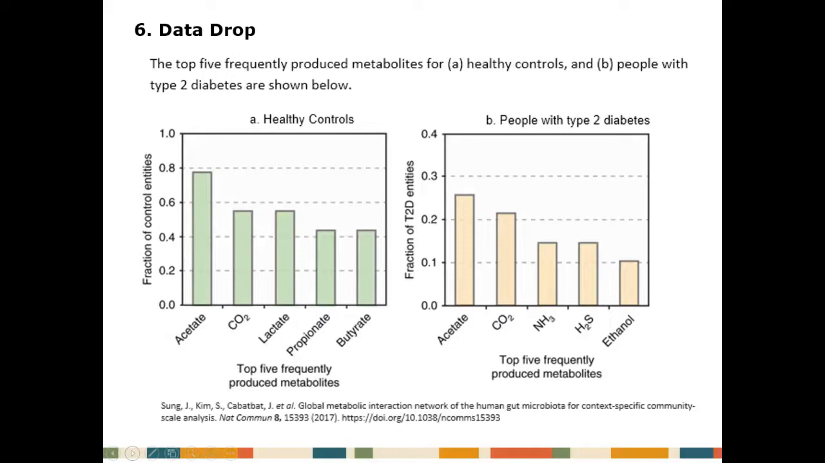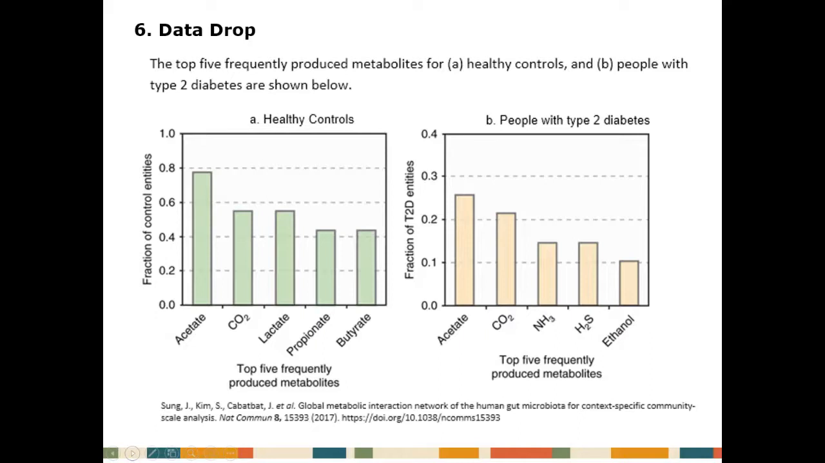Here we have a study where the top 5 frequently produced metabolites were compared for healthy controls and people with type 2 diabetes. And what they're looking at here are the metabolites, or the end products of metabolism for the microbes in that microbiome. For healthy controls, you can see that there's a lot of acetate and carbon dioxide. Those are the same 2 things, but healthy controls are producing a lot of lactate, propionate, and butyrate.